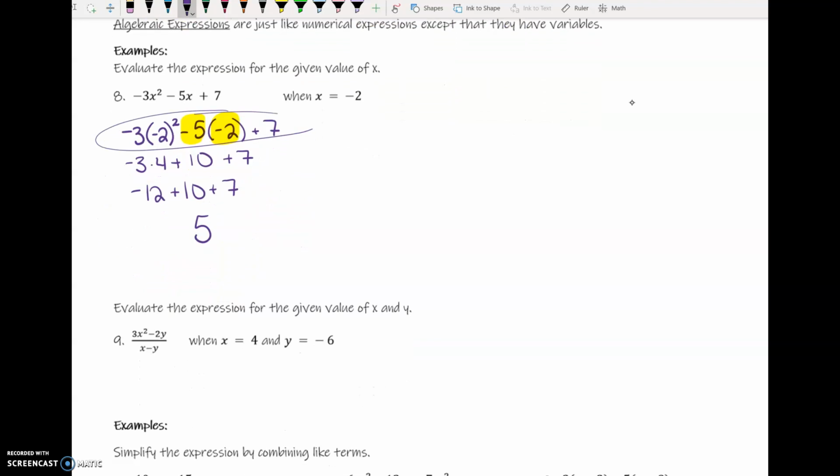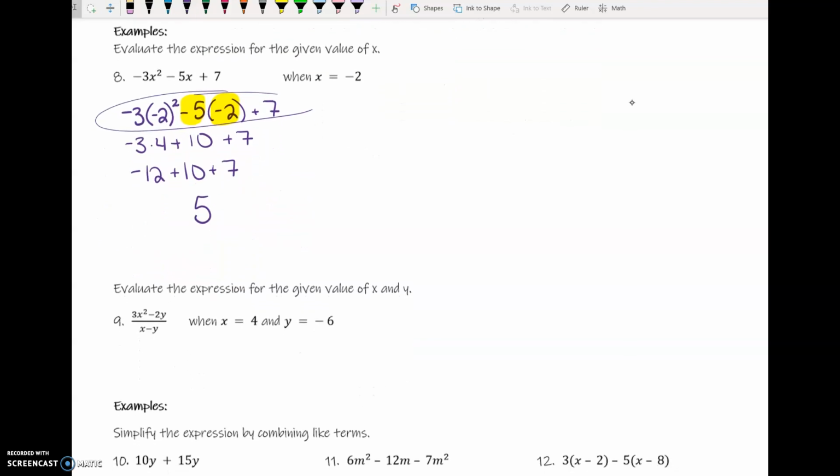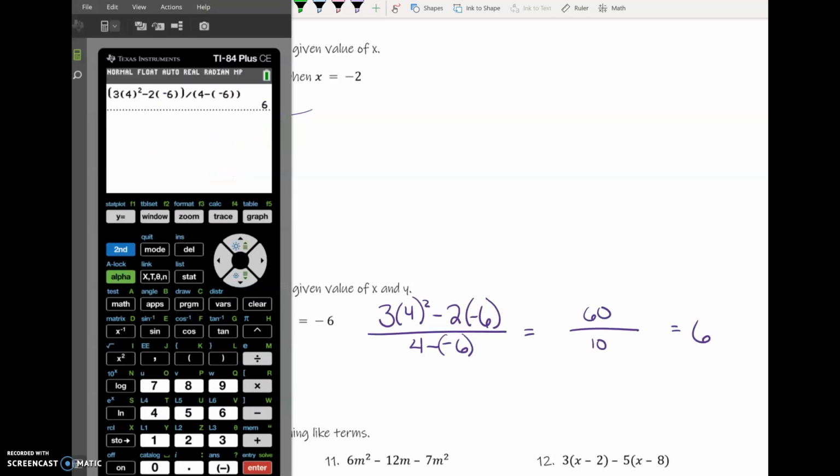Number 9, you are plugging in 4 in place of x and -6 in place of y. Give that one a try on your own. One thing to note on a problem like this is that when you have a division bar, when you have a fraction bar, that works as a grouping symbol. So you need to do the entire top to get 60, the entire bottom to get 10, then do the division to get 6. If you put it into your calculator, take a look here.